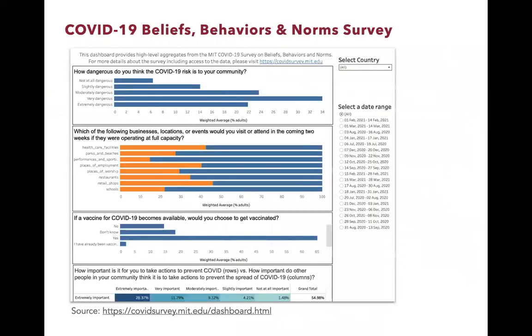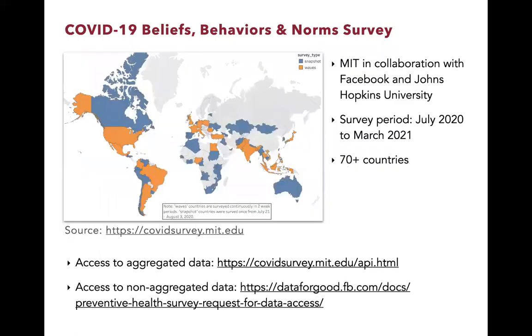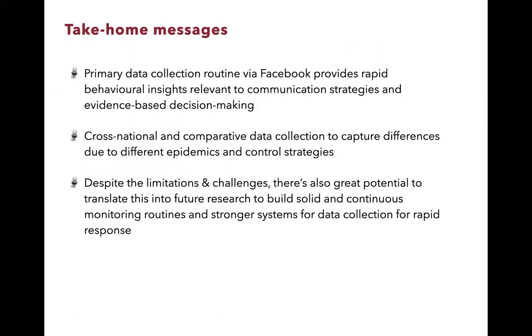The second example is instead an initiative of MIT in collaboration with Facebook and Johns Hopkins University, and it looks specifically at beliefs, attitudes, and behaviors related to COVID-19. The data collection ended in March 2021, and they collected data from more than 70 countries. Also in this case, access to aggregated data is possible by API, otherwise access to non-aggregated data is possible upon request and a data use agreement.